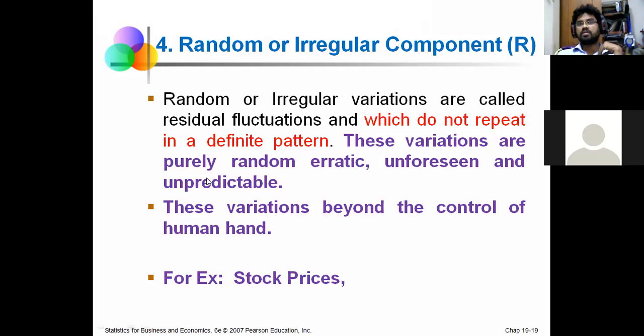These variations are purely random, erratic, unforeseen, and unpredictable. We cannot easily predict that next month we will get an earthquake. It can happen randomly. This variation is beyond the control of human hands. Whatever random variation happens, human beings cannot control it. For example, stock prices, earthquakes, sudden rainfall; even the IMD, the Indian Meteorological Department, cannot predict that.